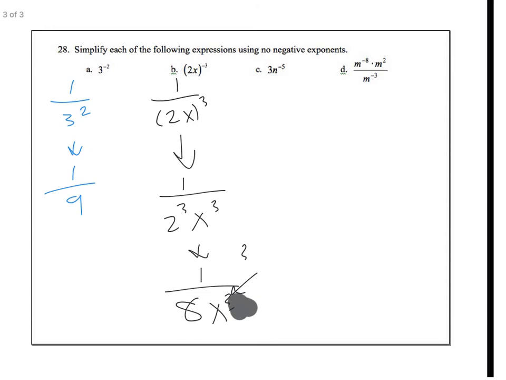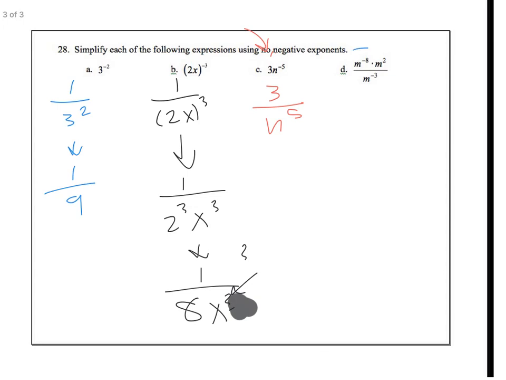Okay, this is probably a trickier one for some of you. 3n to the negative 5. So this one doesn't have the parentheses like in B. So the 3 there has an exponent of 1 actually on it. We just don't show it. So the 3 has a positive exponent, only the n has a negative exponent. So the 3 can stay on top, just the n needs to come to the bottom. Okay, on to our last one.